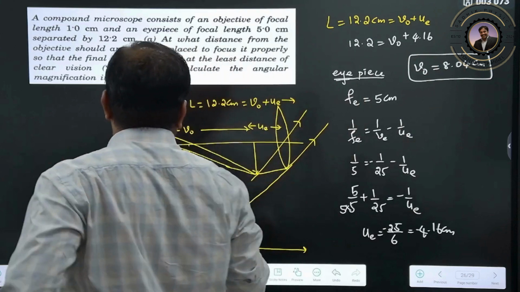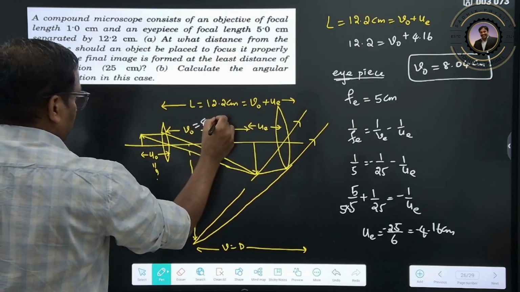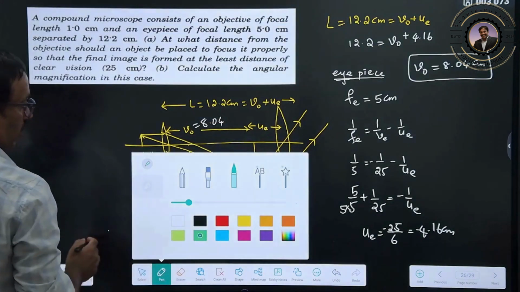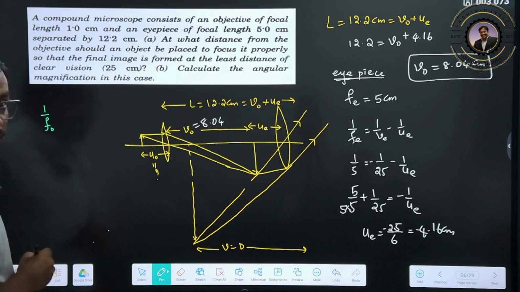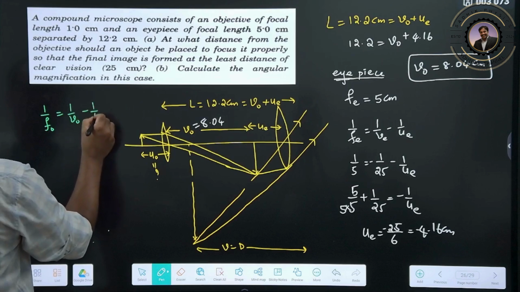So V0, I got it now. If I got V0, with 8.04 I can calculate U0. How to calculate it now? Therefore here again, 1 by F0 is equal to 1 by V0 minus 1 by U0.